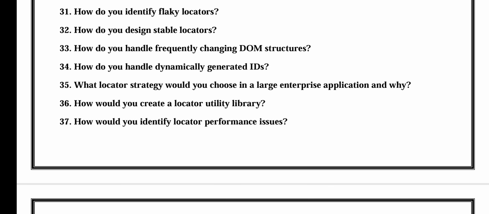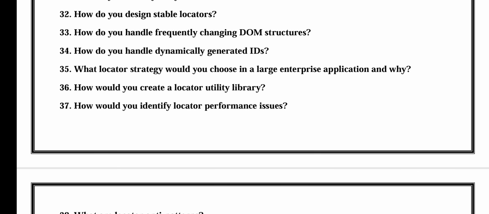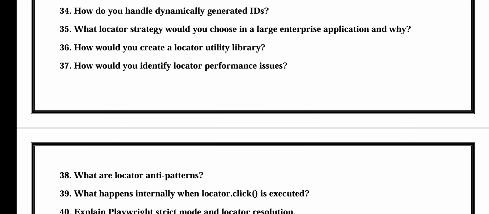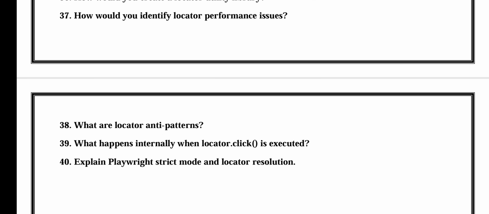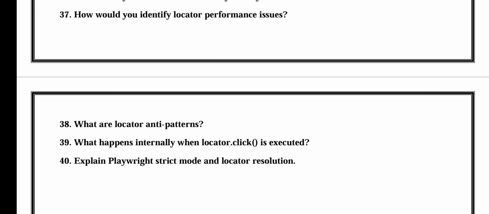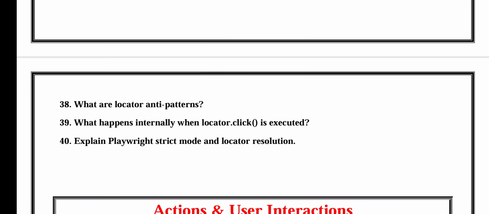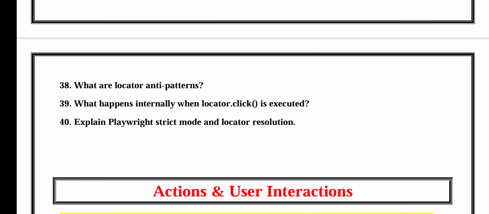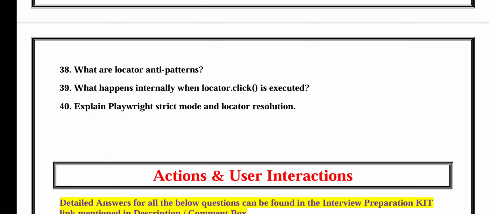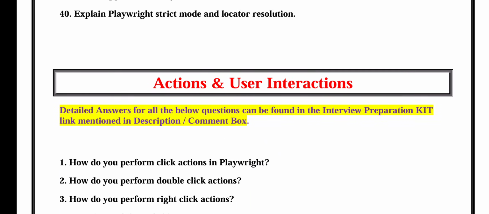How would you create a locator utility library? How would you identify locator performance issues? What are the locator anti-patterns? What happens internally when locator.click is executed? Explain Playwright strict mode and locator resolution.